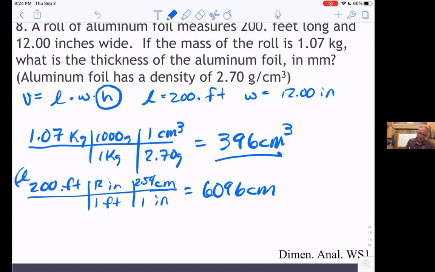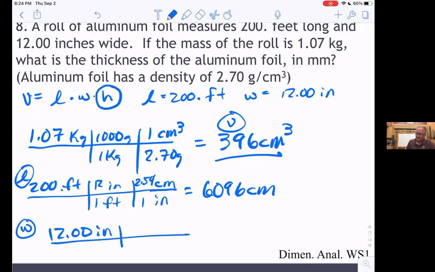We'll do the same thing for the width. So this is my length right here. Now I'm going to do my width. I already have my volume that I already solved for, and I'm solving up top for the height. So I've got my length, I'm going to solve for my width, and I've got my volume. So my width was 12.00 inches, and the same conversion factor, 1 inch is 2.54 centimeters. You end up getting about 30.48 centimeters for the width.